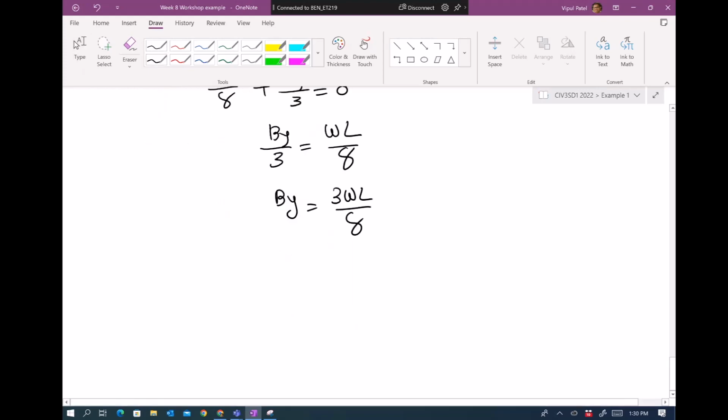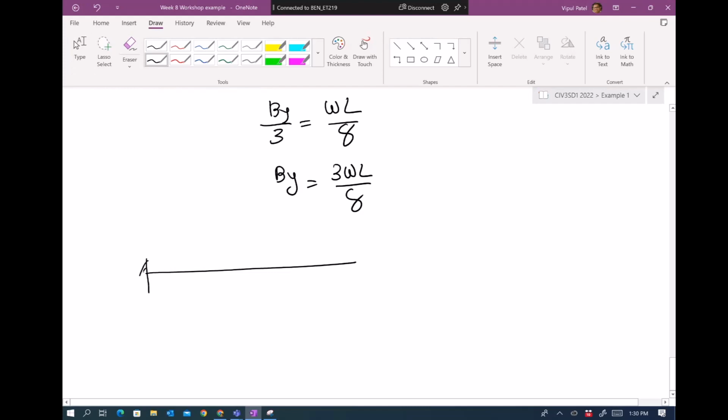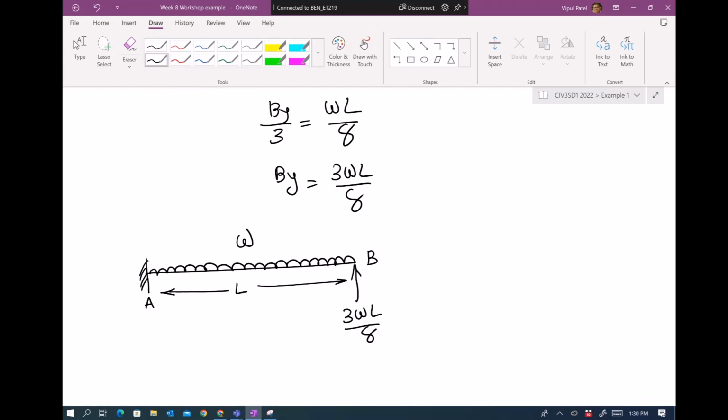All right, so now the structure becomes like this. Now this becomes a determinate structure because we have only 3 unknown forces. And we can use our conventional methods to find those 3 unknown values and draw the shear force diagram and bending moment diagrams.